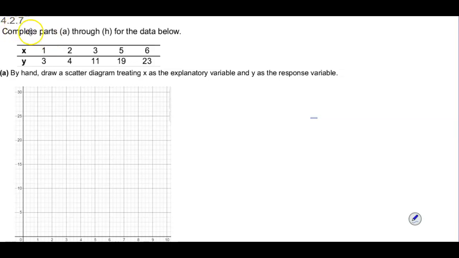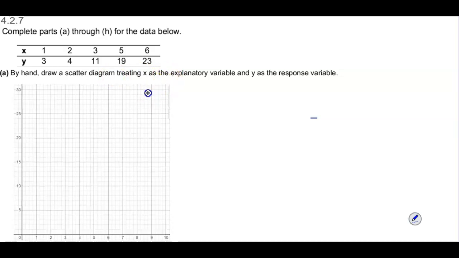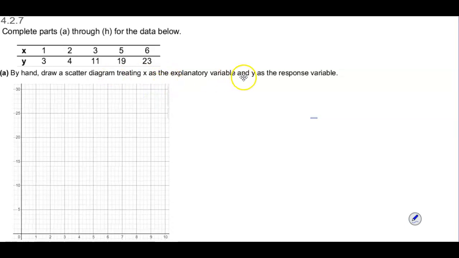Section 4.2.7, we're going to complete parts A through H for the data below. Part A says by hand, we're going to draw a scatter diagram treating x as the explanatory variable and y as the response variable. So the x variables are 1, 2, 3, 5, and 6. The y variables are 3, 4, 11, 19, 23.